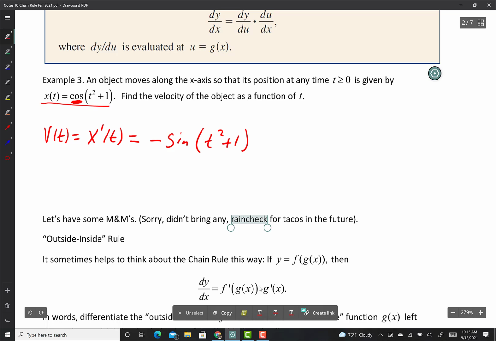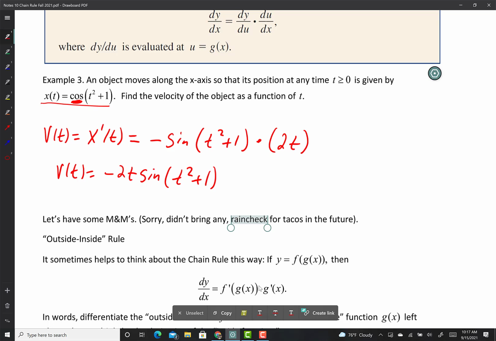Am I done taking a derivative? No. Now times the derivative of the inside, because it's not a linear term, so we got to take a derivative. What's the derivative of t squared plus 1? 2t. That's it. If you want to make it pretty, you can write v of t is equal to negative 2t sine of t squared plus 1. How do we feel? Yeah, it's not bad, right?